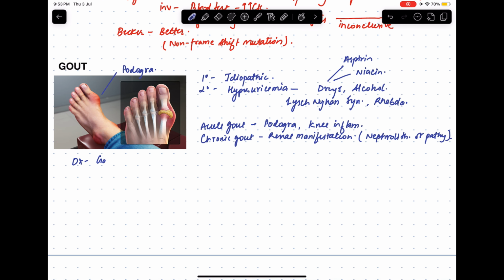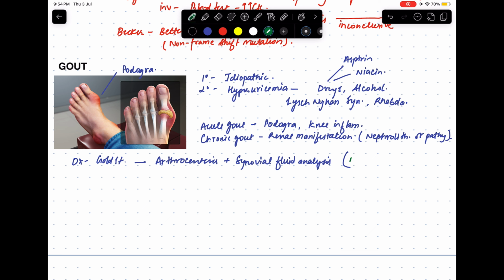Now when we are talking about the diagnosis for gout, it's AMC's favorite question: how will you diagnose gout and what will you see after that? So for diagnosis, arthrocentesis with synovial fluid aspiration analysis is the most important diagnostic test. And then what will you see?